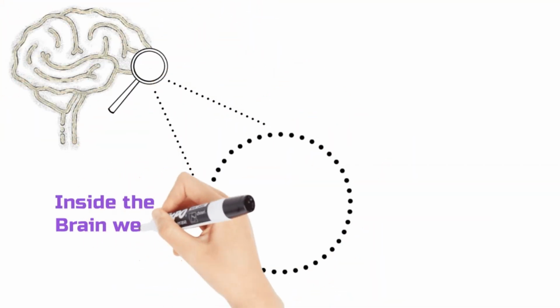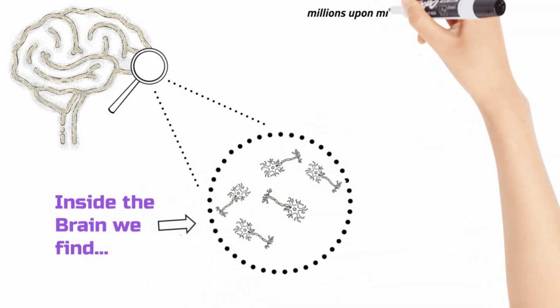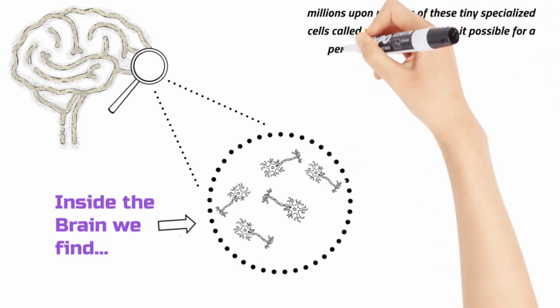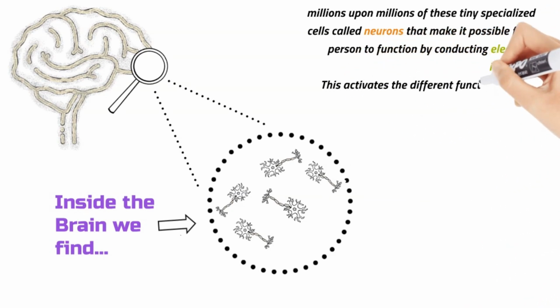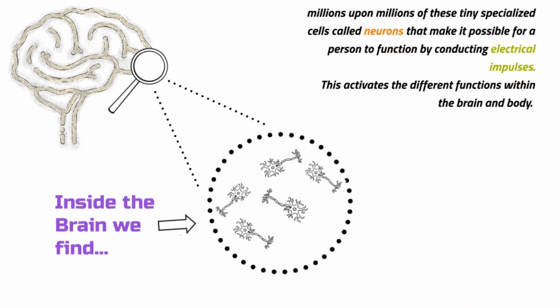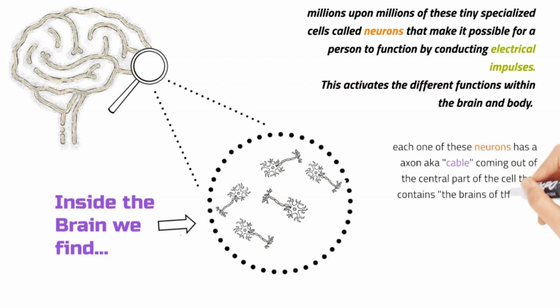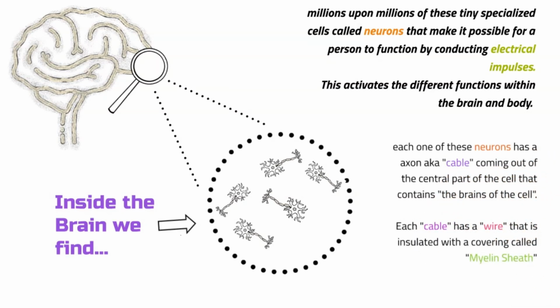Inside the brain we find millions upon millions of tiny specialized cells called neurons that make it possible for a person to function by conducting electrical impulses. This activates the different functions within the brain and the body. Each one of these neurons has an axon, also known as a cable, coming out of the central part of the cell that contains the brains of the cell. Each cable has a wire that is insulated with a covering called myelin sheath.